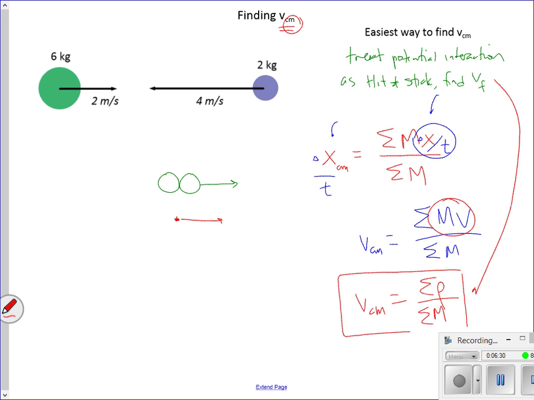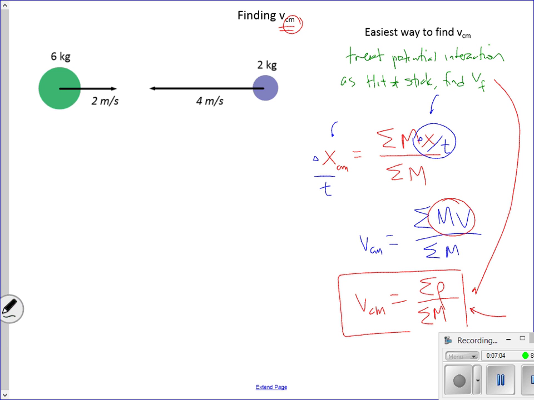What we're talking about here is that the system can be approximated as a point mass whose velocity, what we call the center of mass velocity, remains constant. It has to remain constant because this is the system, just a point mass, and that system experiences no net force and no net impulse, so it maintains this constant velocity. So let's use this approach to find the center of mass velocity of this system.